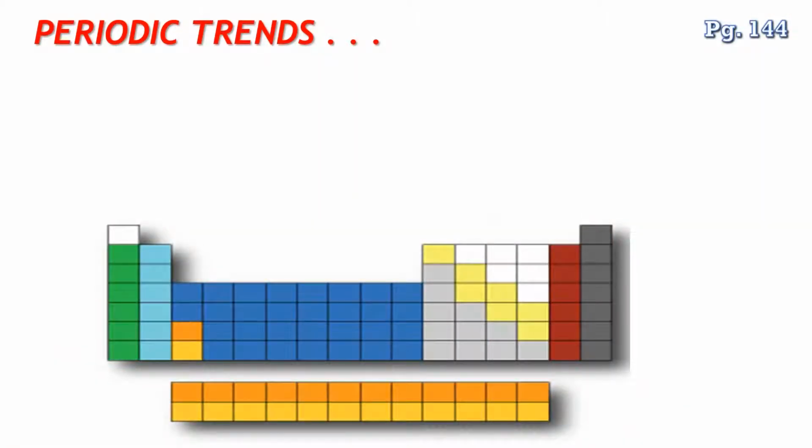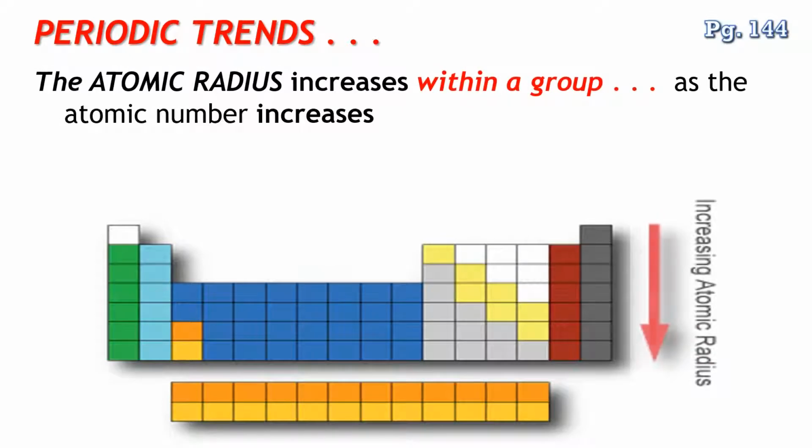Now the trend for these items is that the radius will increase within a group. That is, if you go from top to bottom, as the atomic number increases, the size of the atom also increases. And that makes sense because as you're increasing the atomic number, you're increasing the number of all the particles involved, and the number of shells involved, and so of course it would get bigger as you go down a group.